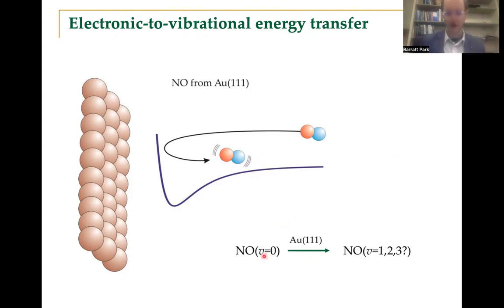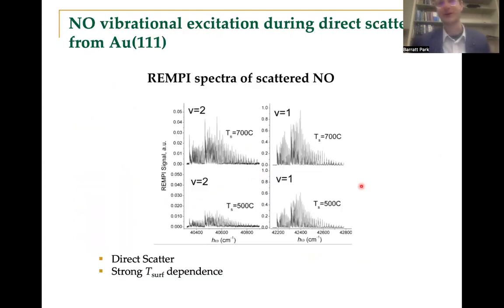Okay, and so here's the process. We're going to take an incident beam of NO initially in the V=0 state, scatter it from a gold surface, and then we're going to look for vibrational excitation in the scattering products. And we're going to look for the vibrational distribution using resonance-enhanced multiphoton ionization spectroscopy, right? And since this is a resonant technique, like we discussed several lectures ago, you can use it to probe the population of molecules in different internal states.